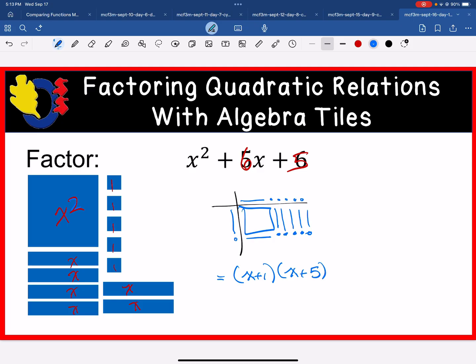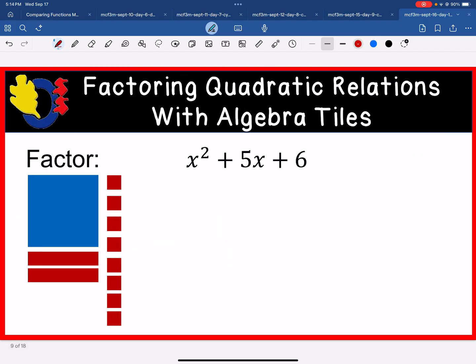So if we were to check our solution using the double distributive property, x times x is x squared, x times 5 is 5x, 1 times x is x, 1 times 5 is 5. When we combine like terms in the middle, we get the 6x. So by distributing, we do get what we started with, so that's good. All right, let's look at another example here.